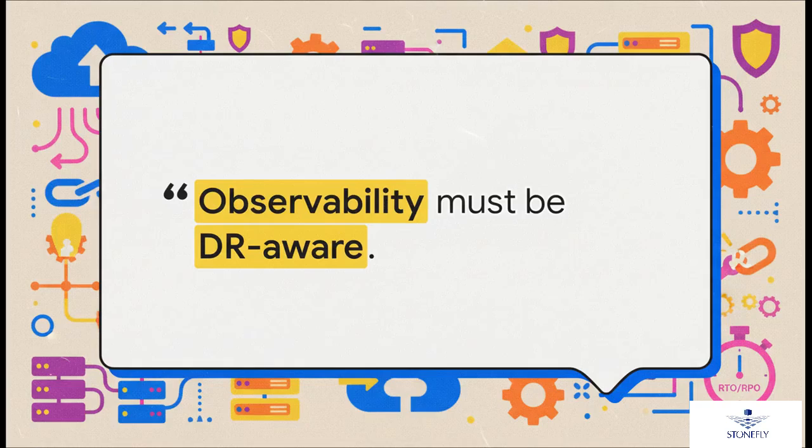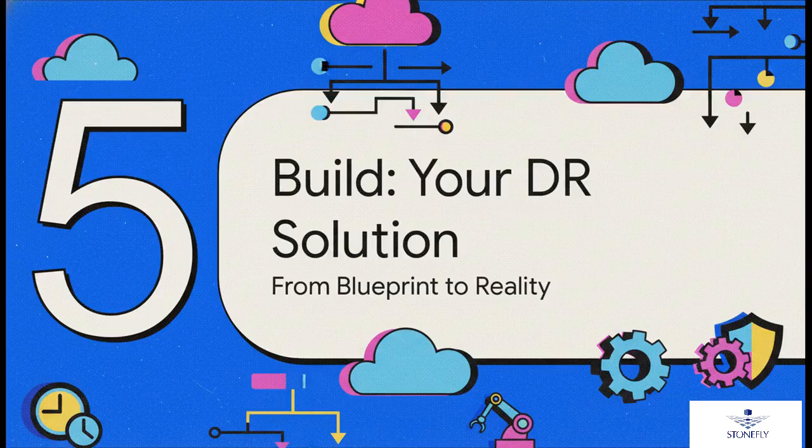Now this is a powerful idea, DR-aware observability. It means your monitoring dashboards can't just be for normal, everyday operations. They have to be built to track things like replication lag, and, this is the most important part, to measure your actual RTO and RPO during a test or a real event. Because if you can't measure it, you can't manage it. Simple as that.